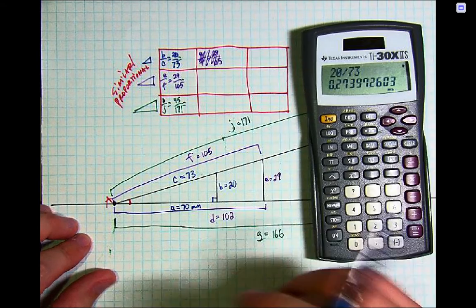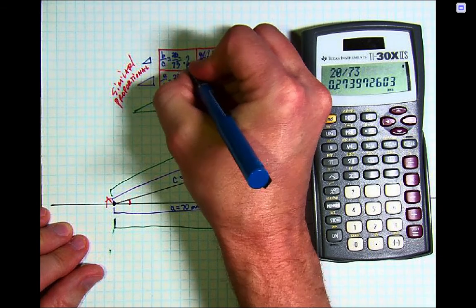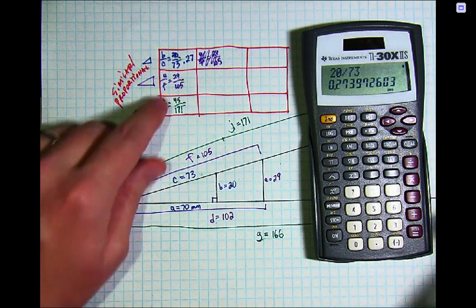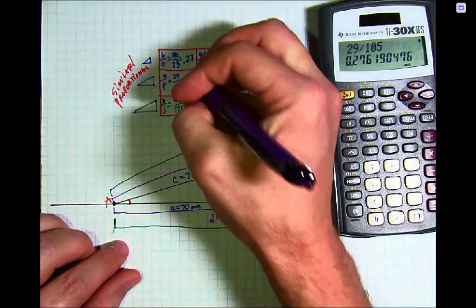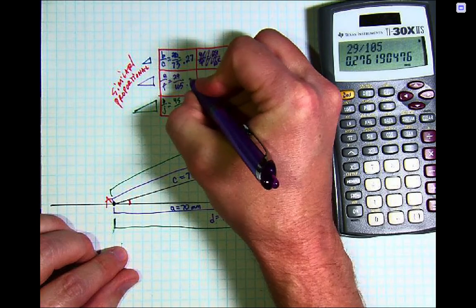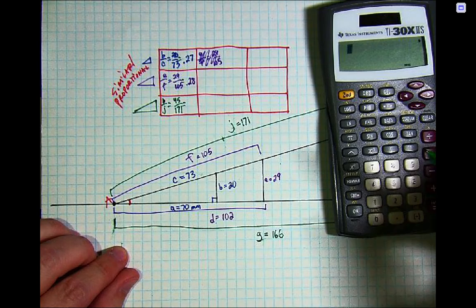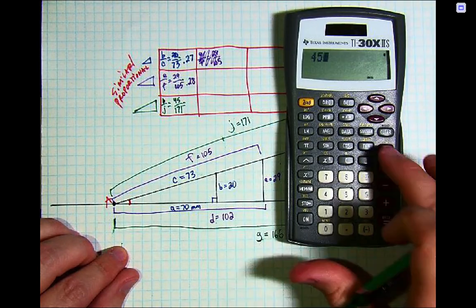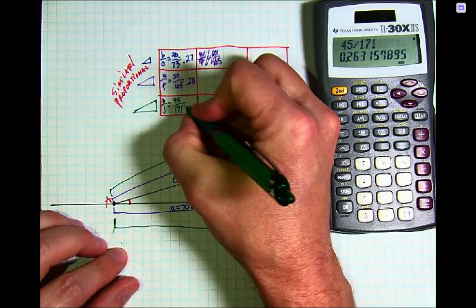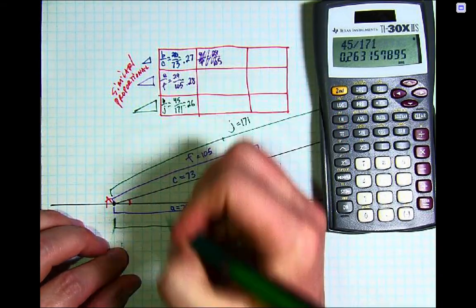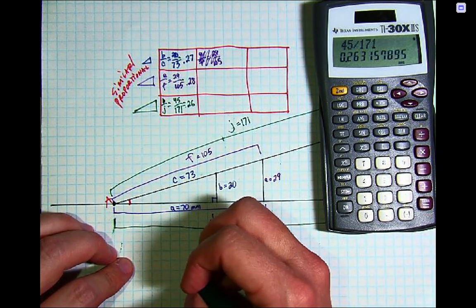So 20 divided by 73. Again, your numbers are going to be different. That's totally fine. I got about 0.27. For my second one, 29 divided by 105, I got about 0.276, but I guess we have to round that to 0.28, but pretty close. For my third one, 45 divided by 171, 0.263. Okay, so they were all within a 100th of each other. So that's pretty close.